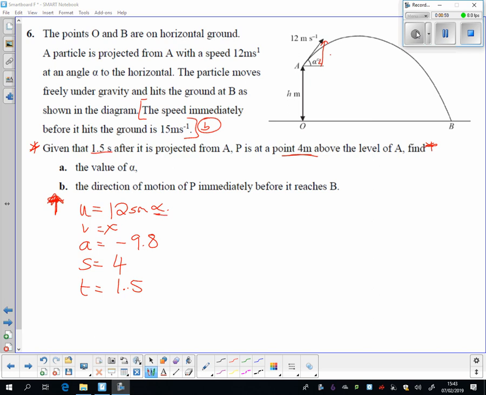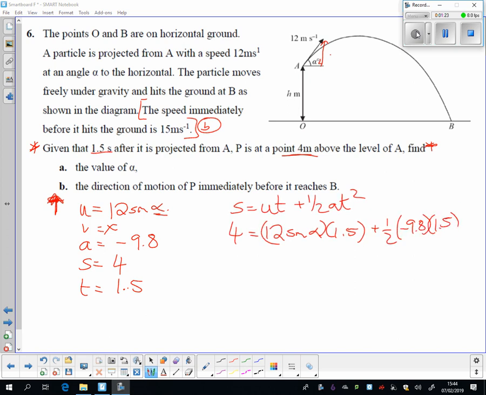The formula I'm going to use here then will be just the usual s equals ut plus half at squared. I'm going to put in the s value here as 4. I've got 12 sine alpha times 1.5 here. And then I've got plus a half times minus 9.8 times 1.5 squared.